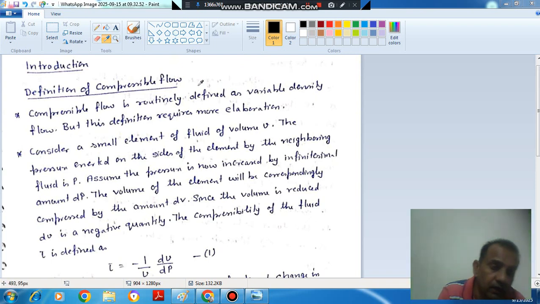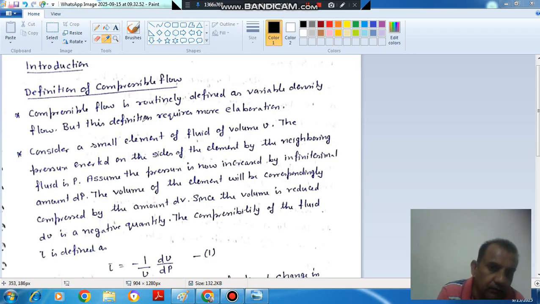Hello, welcome again. We are starting the subject compressible flow, and first of all, there is the introduction part, and in the introduction part, there is the definition of compressible flow. Generally, compressible flow is defined as a variable density flow, but actually, this definition is not complete.